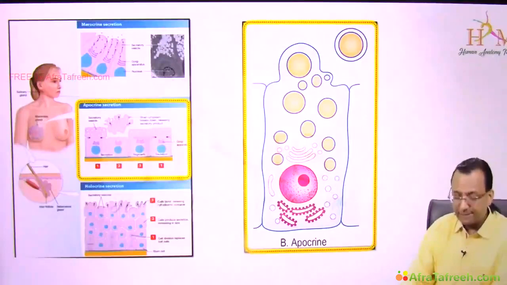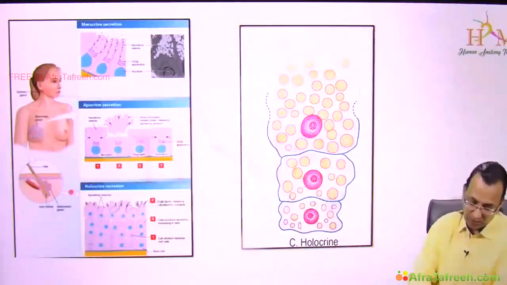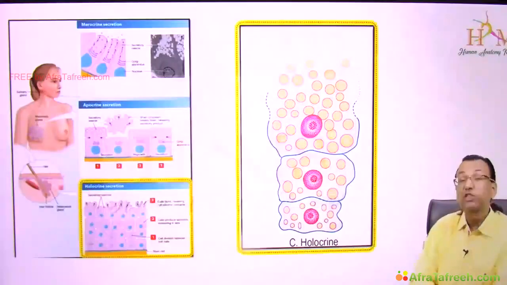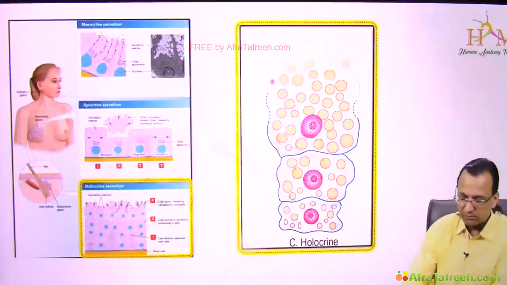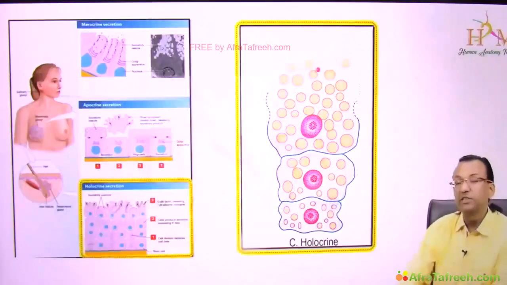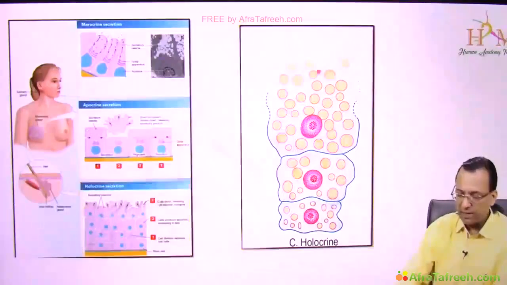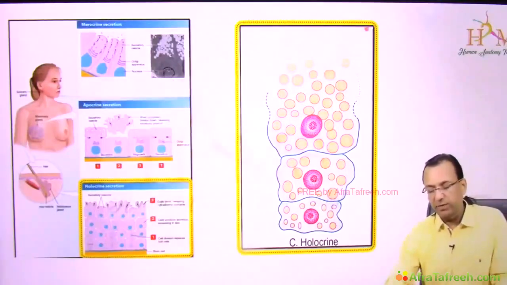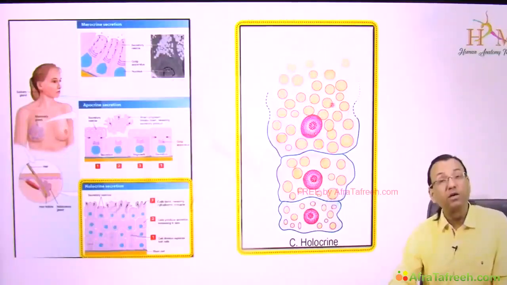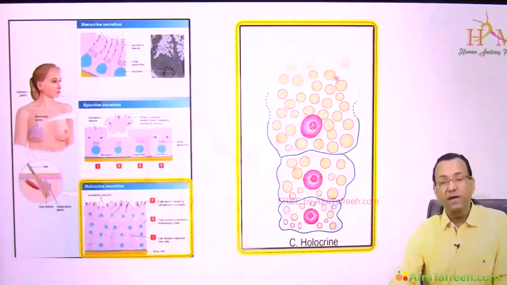And what about the third one, which is holocrine? Holocrine, like sebaceous gland in the skin. In holocrine, the whole of the cell membrane is lost and becomes the secretion, the sebum. So it is called holocrine since the whole cell membrane is lost and the entire cell becomes secretion. You mean nucleus will also break down? Yeah, nucleus will also break down, entire cell organelles will break down and become the secretion, like here it is sebum.